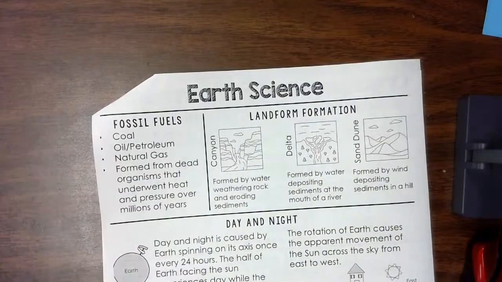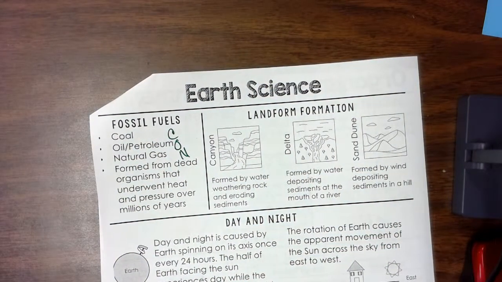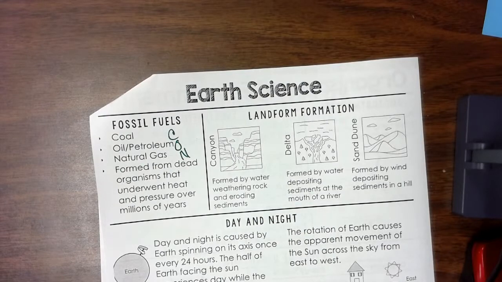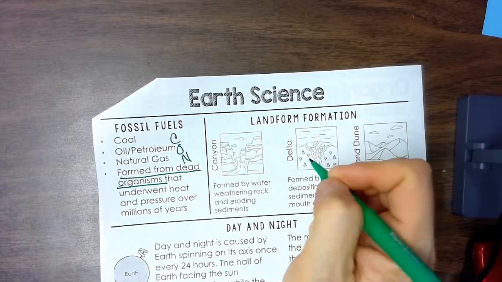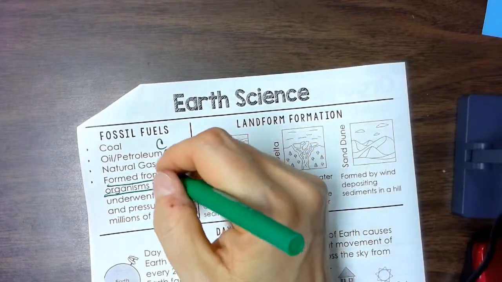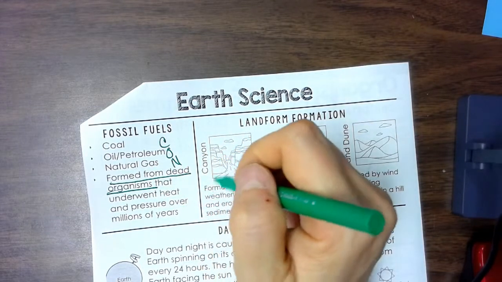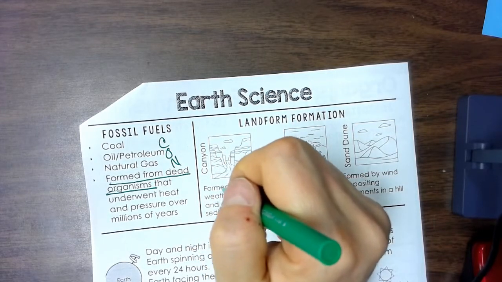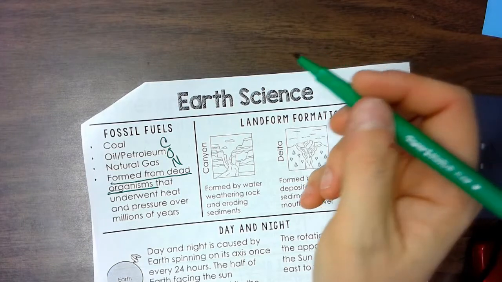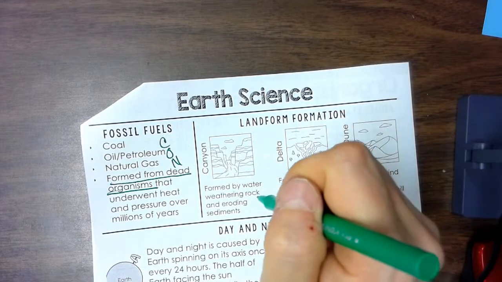Earth science, fossil fuels. Fossil fuels are coal, oil, natural gas. All fossil fuels are formed from dead organisms. Okay, something biotic had to live once upon a time. Then it died, right? And then it got buried under a whole bunch of sediment and stuff. And then a lot of heat and pressure over time came and pressed down on it, right?